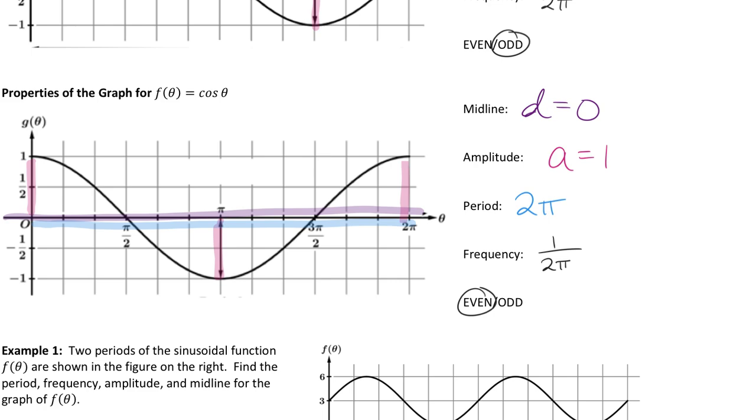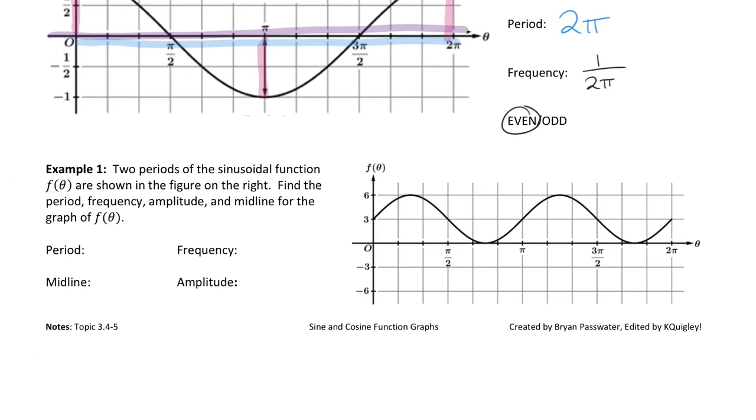Are you ready to try one? Yes. Here's not the basic trig function. This one says 2 periods of the sinusoidal function f of theta are shown in the figure on the right. Find the period, frequency, amplitude, and midline for the graph. Don't overthink this question. What is the midline? We're going to start there.